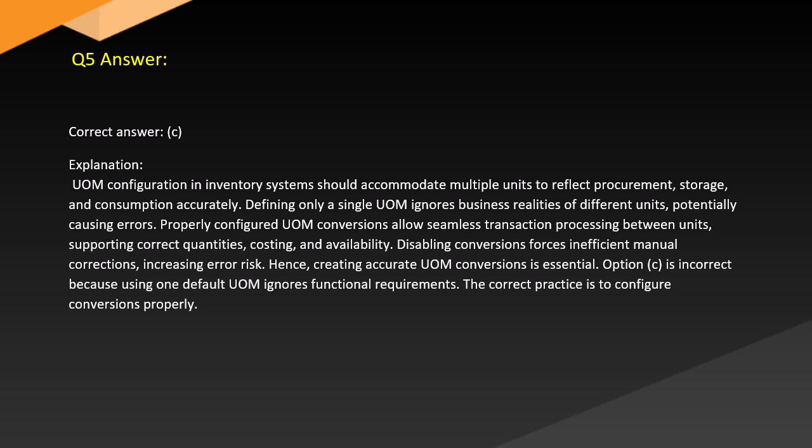Disabling conversions forces inefficient manual corrections, increasing error risk. Hence, creating accurate UOM conversions is essential. Option C is incorrect because using one default UOM ignores functional requirements. The correct practice is to configure conversions properly.